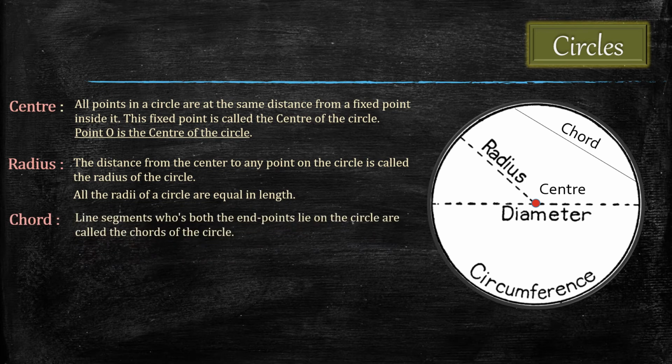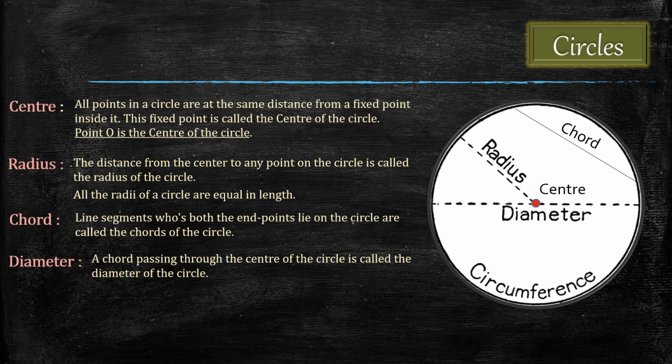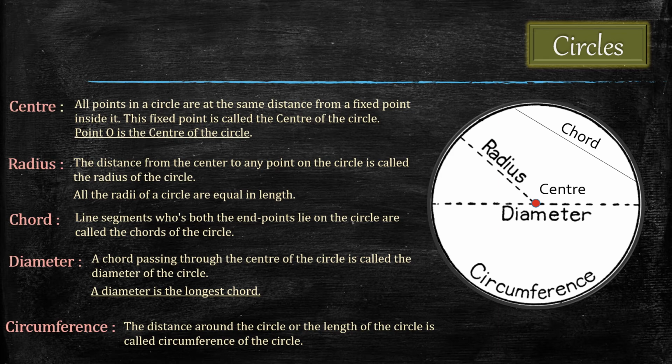Chord. Line segments whose both ends lie on the circle are called chords of the circle. Diameter. A chord passing through the center of the circle is called the diameter. A diameter is the longest chord of a circle. Circumference. The distance around the circle is called the circumference of the circle, which can also be called the perimeter of the circle.